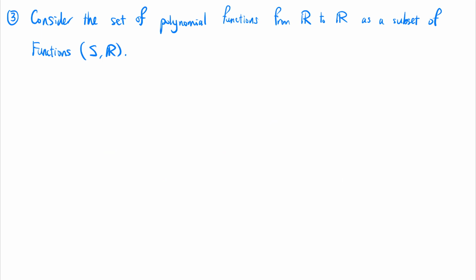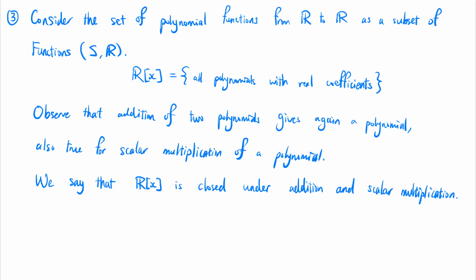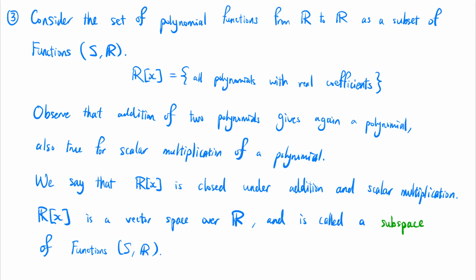As the third example, consider the set of polynomial functions from the reals to the reals as a subset of the functions from S to the reals. In symbols, we write R[x] equals the set of all polynomials with real coefficients. Observe that addition of two polynomials gives again a polynomial, and the scalar multiplication of a polynomial again gives a polynomial. We say that R[x] is closed under addition and scalar multiplication. R[x] is a vector space over R, and is called a subspace of the functions from S to the reals. The notion of subspaces will be covered in detail in the next video.